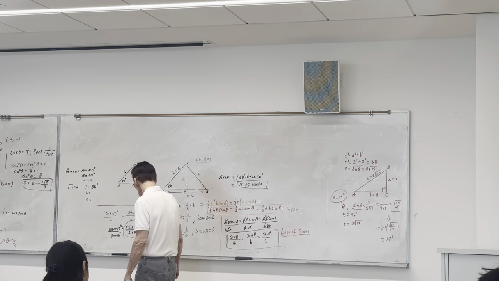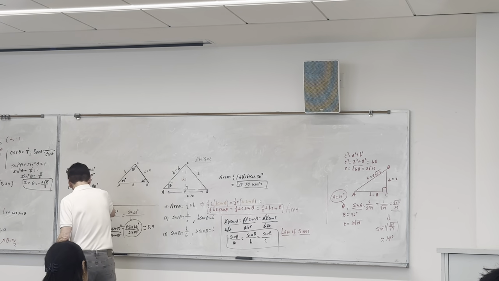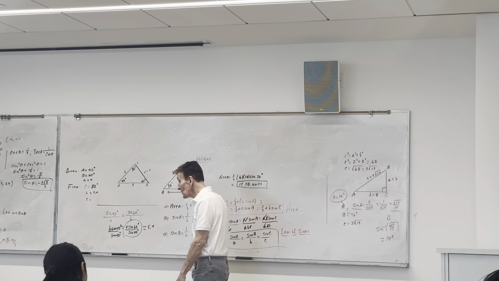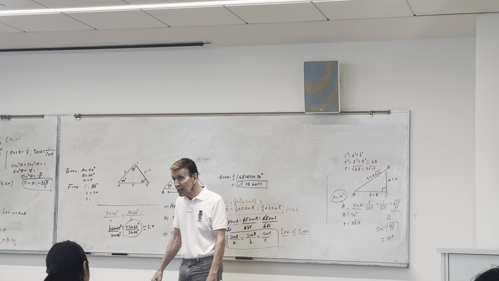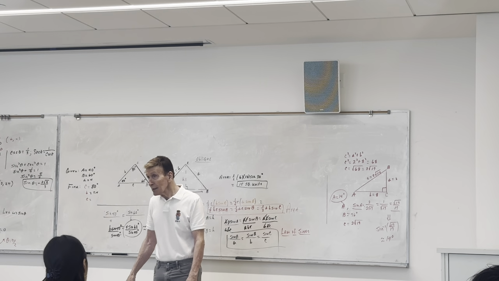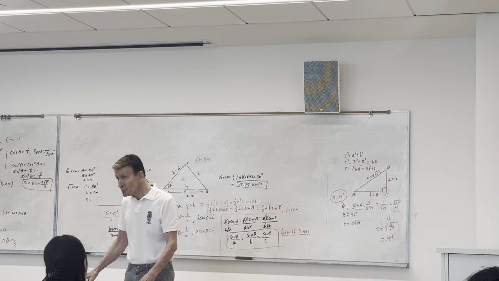Okay, that's B, roughly 5.4. Now I'm looking for C. Could I use C squared is equal to A squared plus B squared now, since I have everything to work with? I see heads nodding yes, and then you would be with me during the summer.